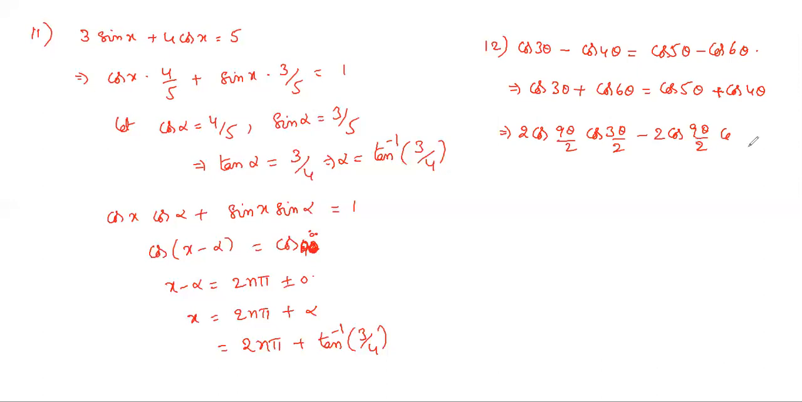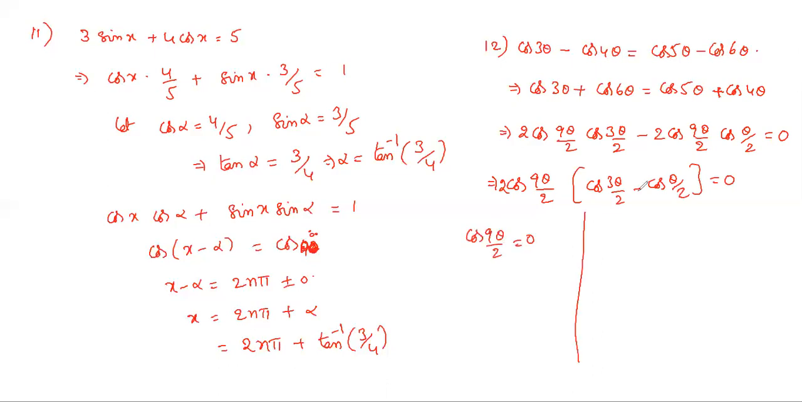cos theta by 2 equals 0. So 2 cos 9 theta by 2 common, (cos 3 theta by 2 minus cos theta by 2) equals 0. So cos 9 theta by 2 equals 0. Product 0 means A is 0 or B is 0. And again if you apply the transformation for this, minus 2 sin (theta plus 2 theta) by 2.